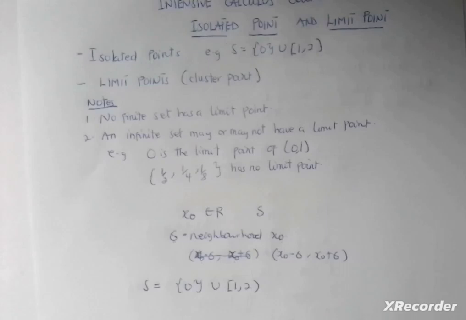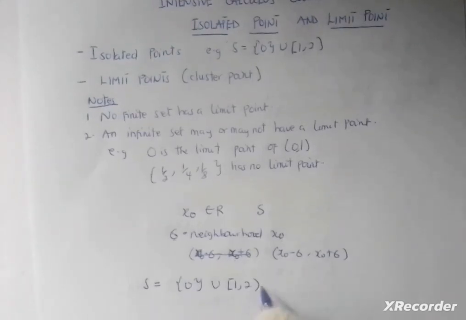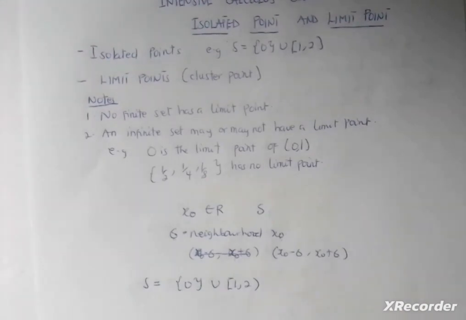So this means that I have 0 union this interval, meaning 0 is part of this set, and I have this interval. Within this interval, I start from 1 inclusive and end at 2, but the 2 is not part. Yes. So let's take notes.